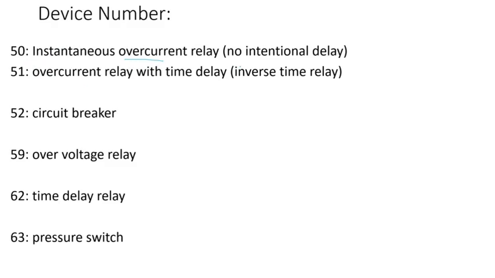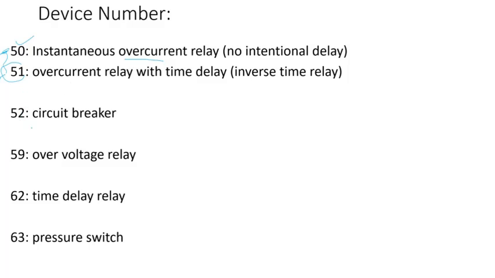So there's no intentional delay. If you set this device here, as soon as the measured current goes above the set point, it will trip the breaker without any delay. 51 is an overcurrent relay with time delay, or inverse time relay. So basically you could have these two. This one here would go first. Somehow if it didn't work, after some time delay, this device here will trip the breaker.